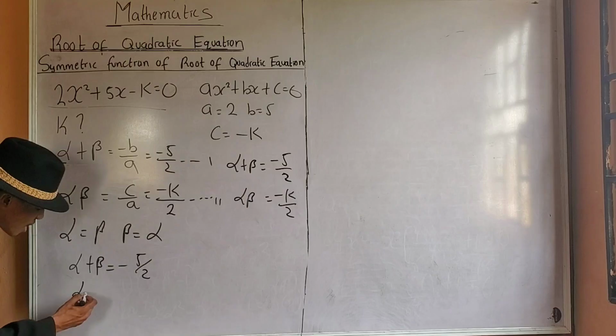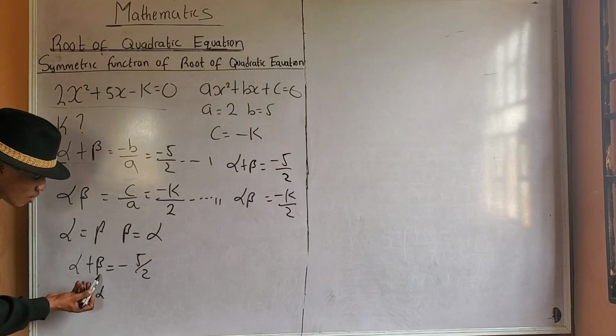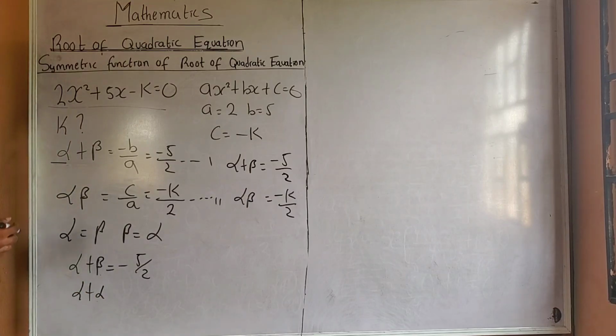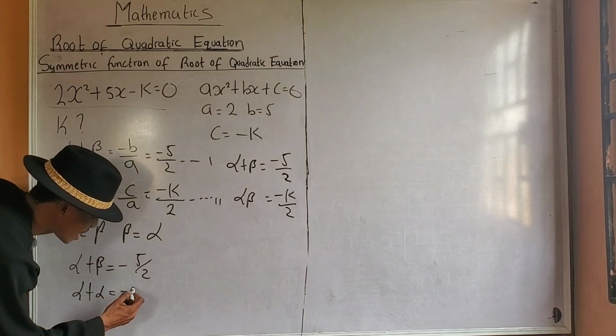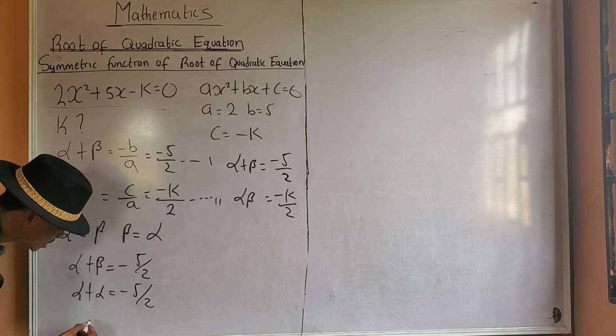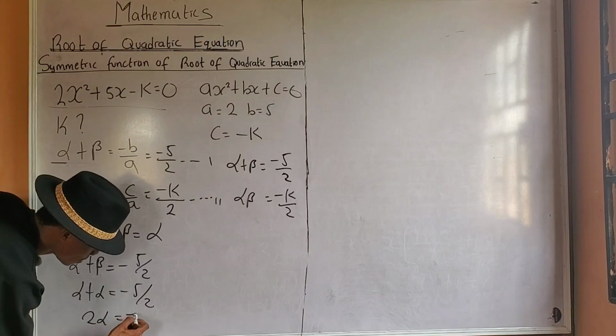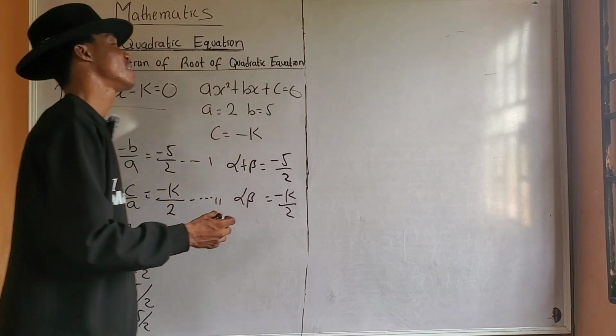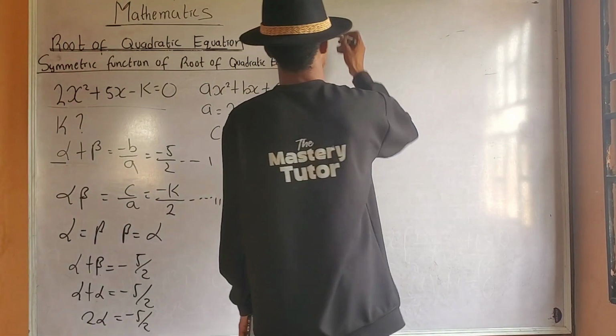So I can say alpha plus alpha equals minus 5 over 2. Alpha plus alpha is 2 alpha. 2 alpha equals minus 5 over 2. Okay? Make alpha the subject of the formula.